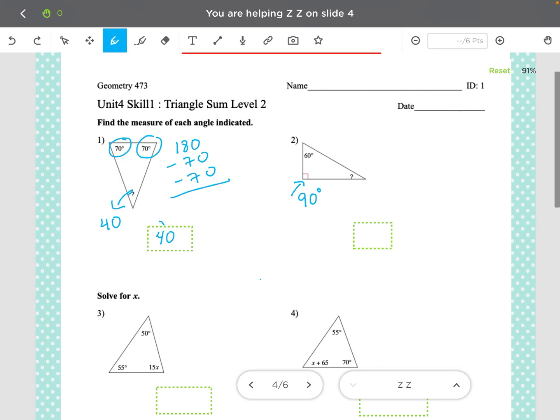So the next one, notice that this is the symbol for 90 degrees. Remember that little box? So again, all the angles in a triangle have to add up to 180. So that means if I do 180 minus 90 minus 60, that means this little question mark has to be 30 degrees exactly.